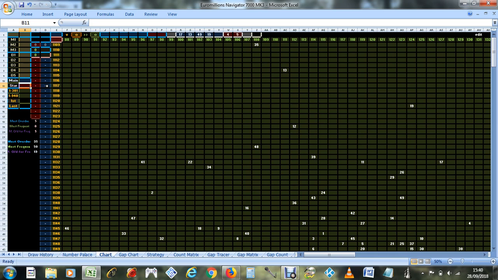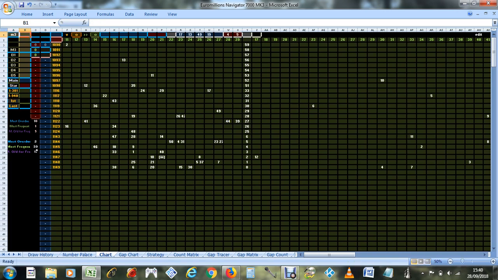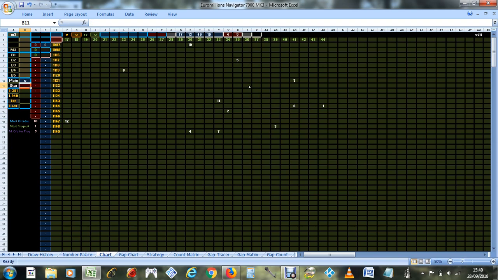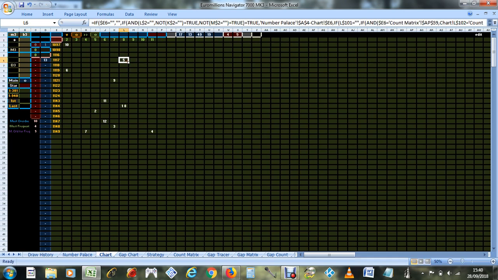let's just have a look at the star numbers as well for machine three and set of balls three. So let's go. So we've got number 5 most overdue for its frequency with set of balls, with machine three, and with set of balls three as well.